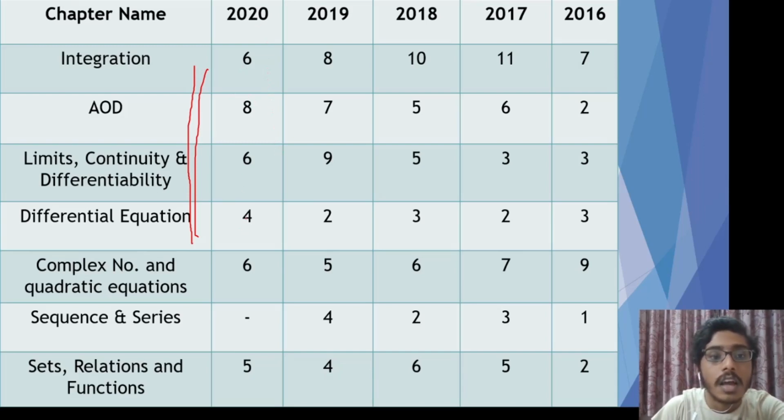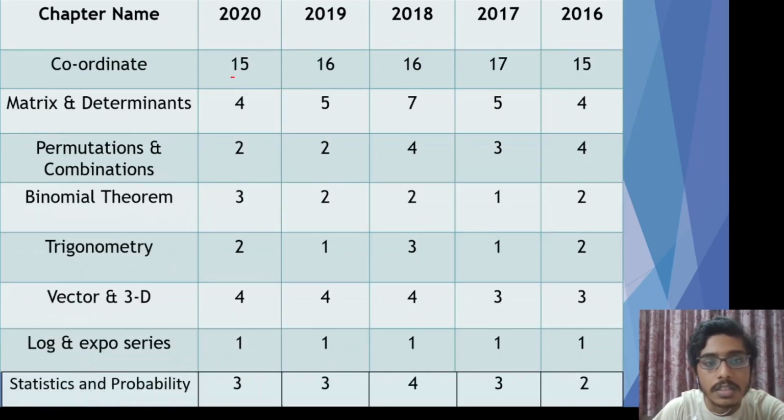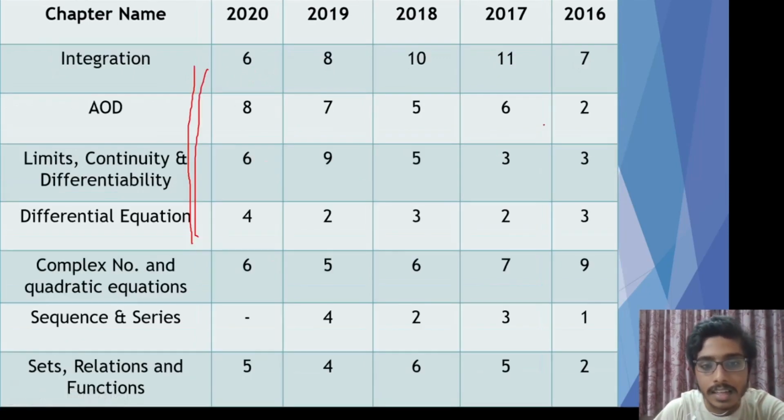You cannot leave it. And the next important topic, if you look, is coordinate geometry, which has 15 questions. Now this includes straight lines, circles, parabola, hyperbola, ellipse, everything, and also those locus problems that are asked. So you can have a look. I will attach this PDF in the description, with the number of questions from each and every chapter that has been asked in the last 5 years, from 2016 to 2020.